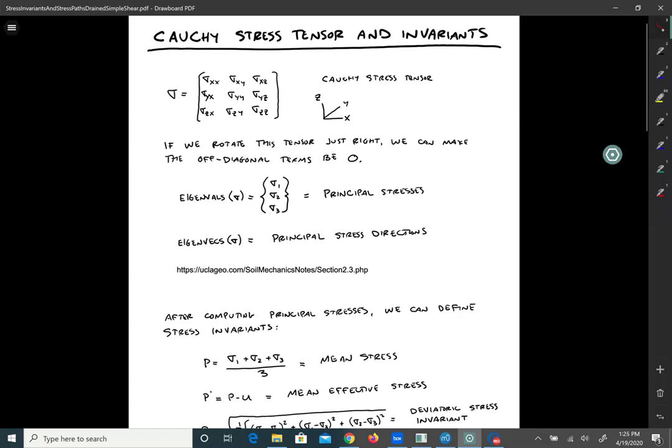And then the eigenvectors of the stress tensor would be the orientation of the principal stresses. So it tells you which way they're pointing. We're not going to use eigenvectors here. We're just going to use the eigenvalues.